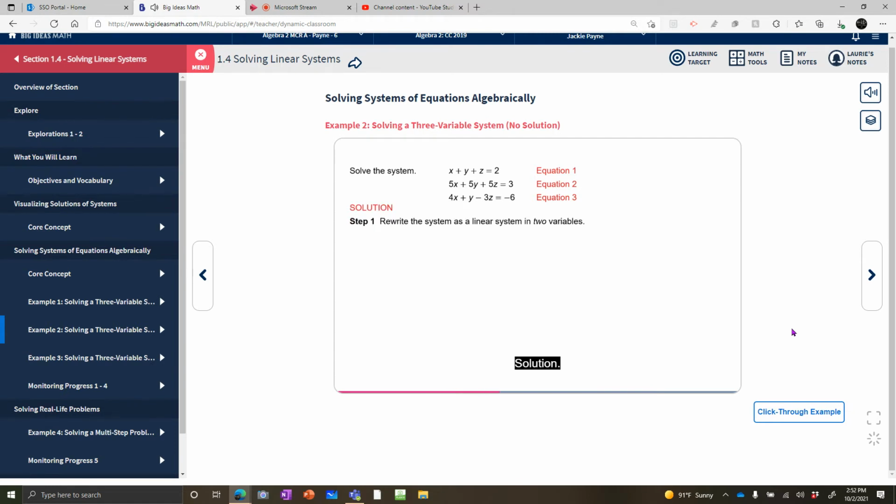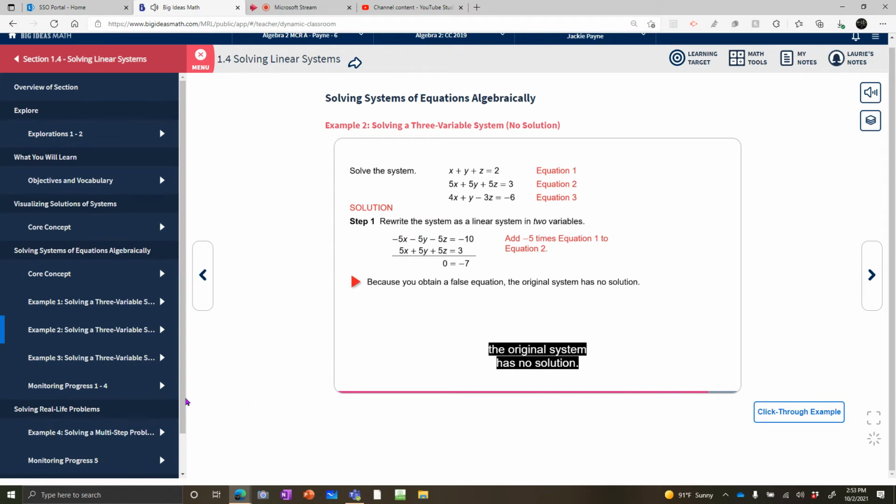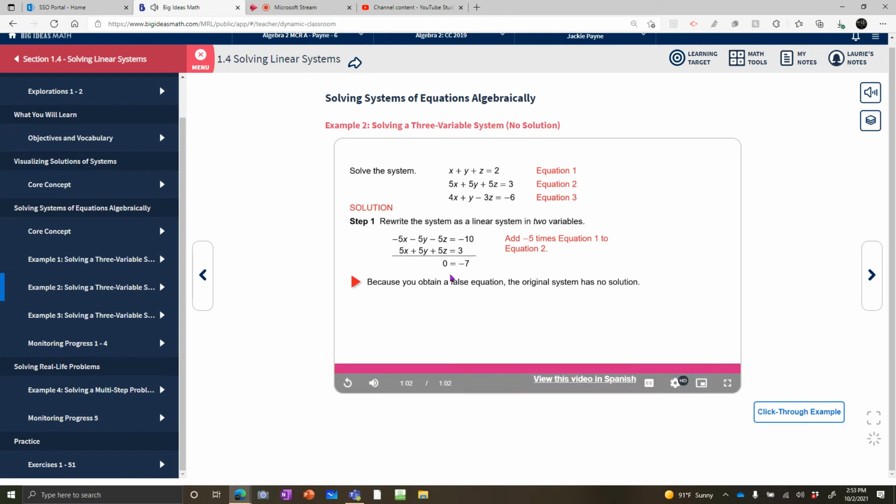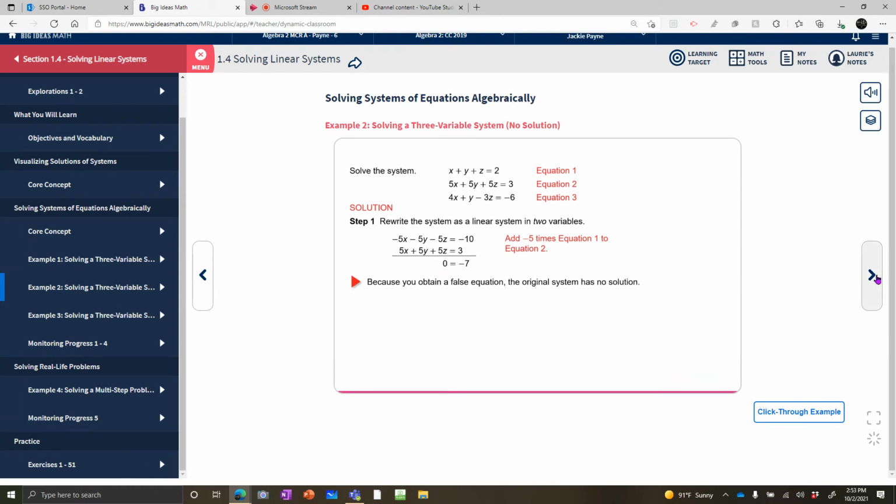Solution. Step 1. Rewrite the system as a linear system in two variables. Add negative 5 times equation 1 to equation 2. So, negative 5x minus 5y minus 5z equals negative 10, plus 5x plus 5y plus 5z equals 3. Add like terms appearing in the same column to get 0 equals negative 7. Because you obtain a false equation, the original system has no solution. So you can see when you get a false one, just like before, no solution.